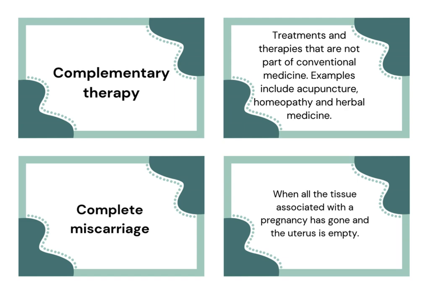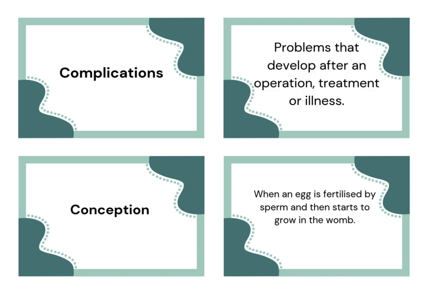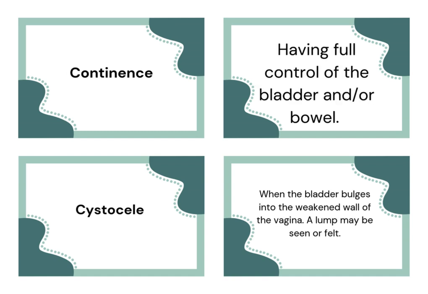Anemia, a condition when the level of hemoglobin, the protein in blood which carries oxygen round the body, is lower than normal. Anesthesia, using medications to stop you feeling sensations such as pain. Complications, problems that develop after an operation, treatment, or illness. Conception, when an egg is fertilized by sperm and then starts to grow in the womb. Continence, having full control of the bladder and/or bowel. Cystocele, when the bladder bulges into the weakened wall of the vagina.